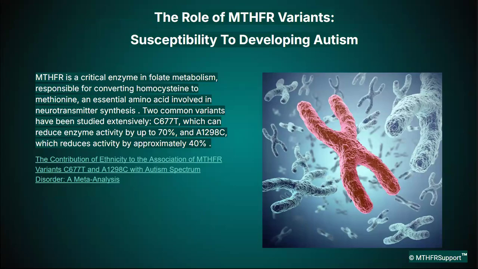MTHFR is a critical enzyme in folate metabolism, responsible for converting homocysteine to methionine, an essential amino acid involved in neurotransmitter synthesis. Two common variants have been studied extensively: C677T, which can reduce enzyme activity by up to 70%, and A1298C, which reduces activity by approximately 40%.